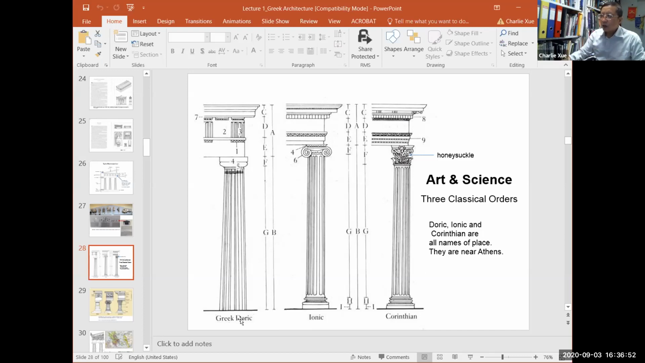Doric columns appeared earlier, about 500, 600 years before BC. Ionic is later, about 200 years BC. It has a scroll on the capital, like a scroll, like flowers. Corinthian is later, so it has more decorations, like what is called honeysuckle, okay, and it's more decorations later. They all put under the entablature.